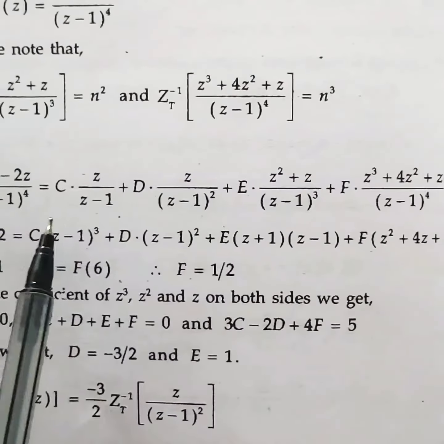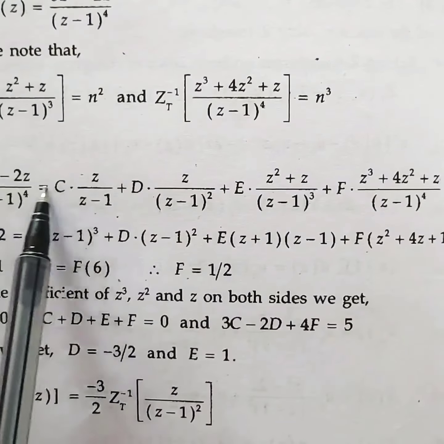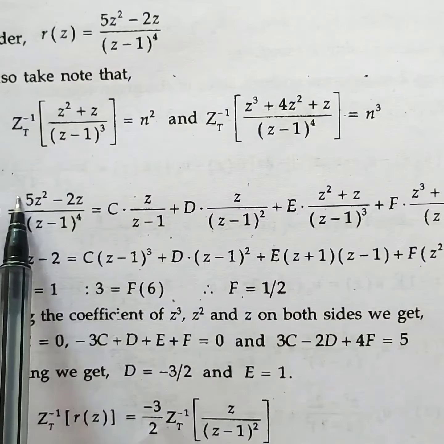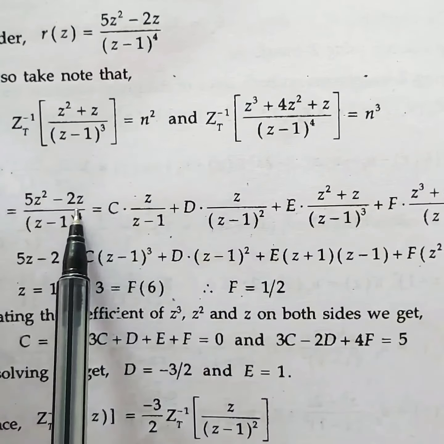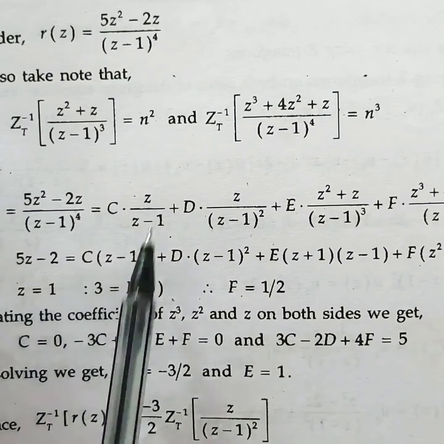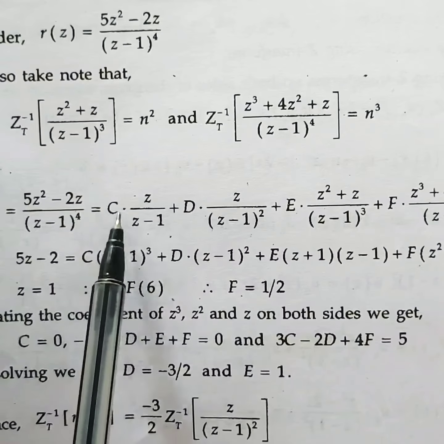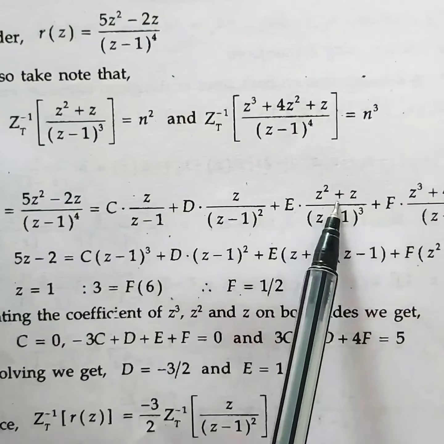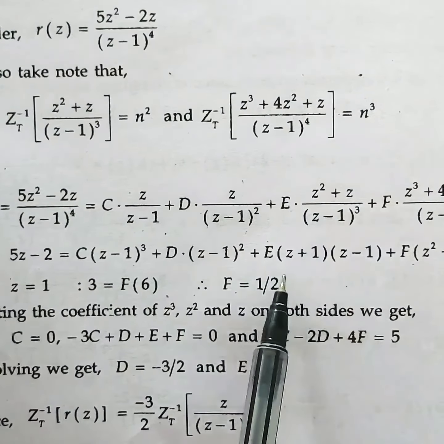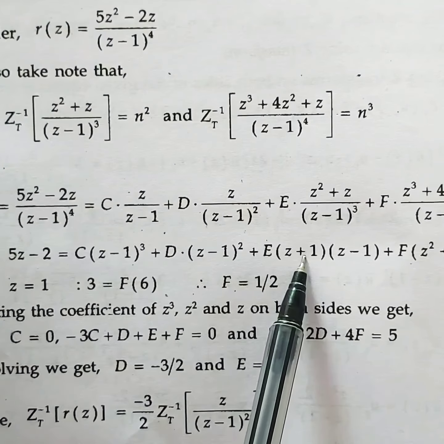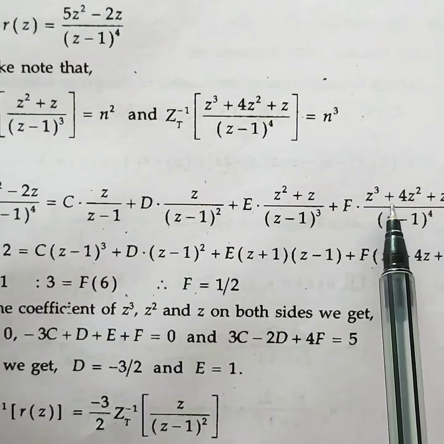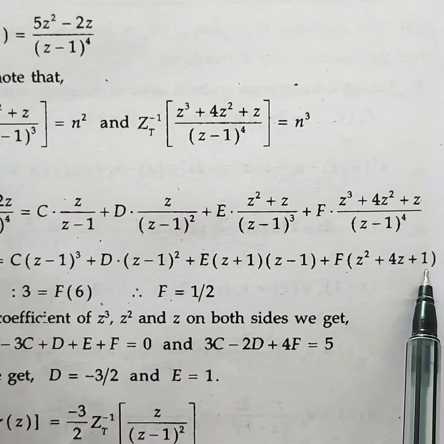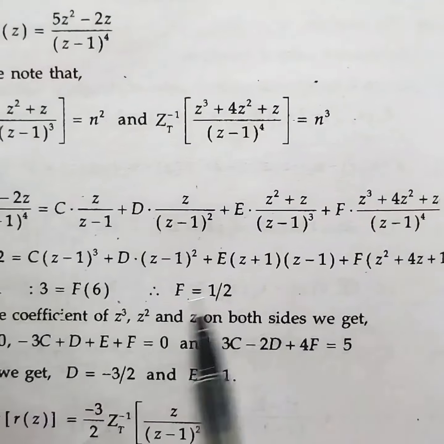So that's it. So in the numerator we can take z common on both sides. Here if I take z from the numerator, what I will get? 5z minus 2 we have written. If z gets cancelled, I will get C. Here also z gets cancelled. Here if I take z common, I will be left with z plus 1. This is what we have written. And finally if I take z common here, I will get z square plus 4z plus 1. That's it. We are taking z common and cancelling it.